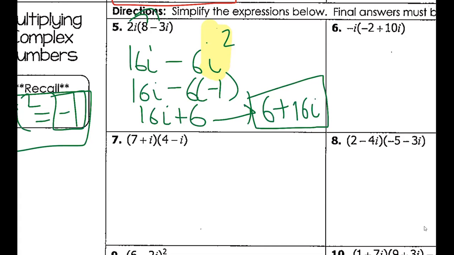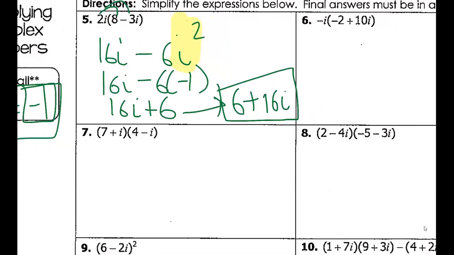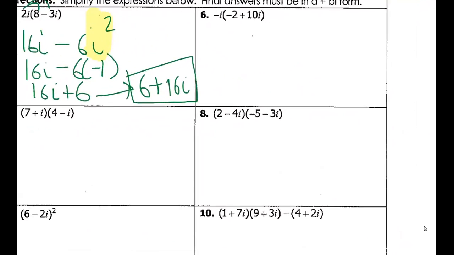I'm not sure how picky Delta Math is. We'll have to see. They might mark you wrong, but you want to make sure it's in that order: always your real number, then your imaginary part. All right, let's look at another one.